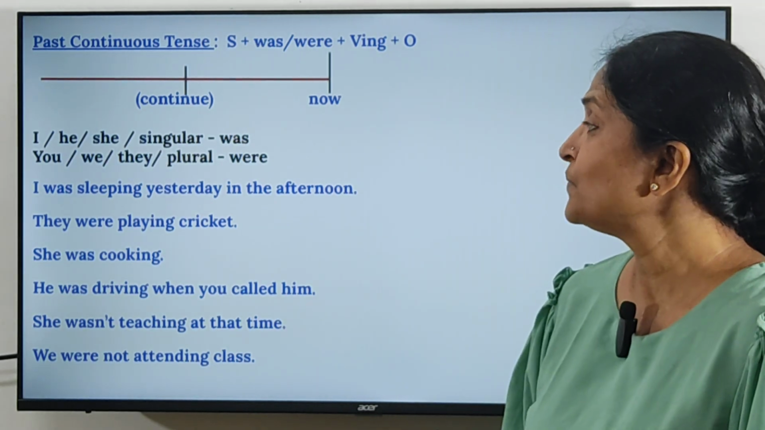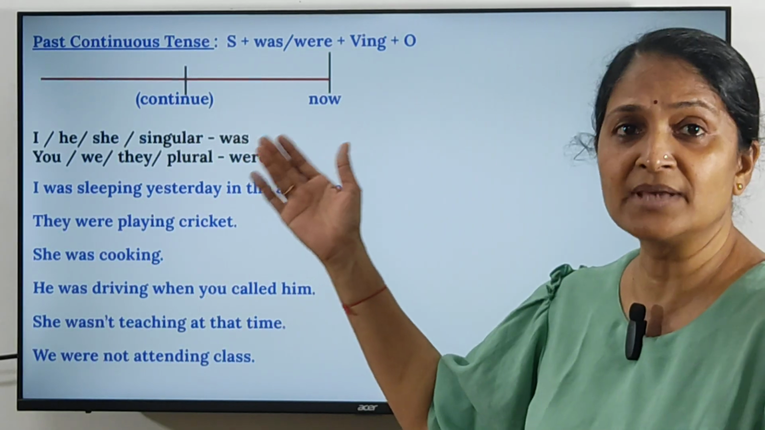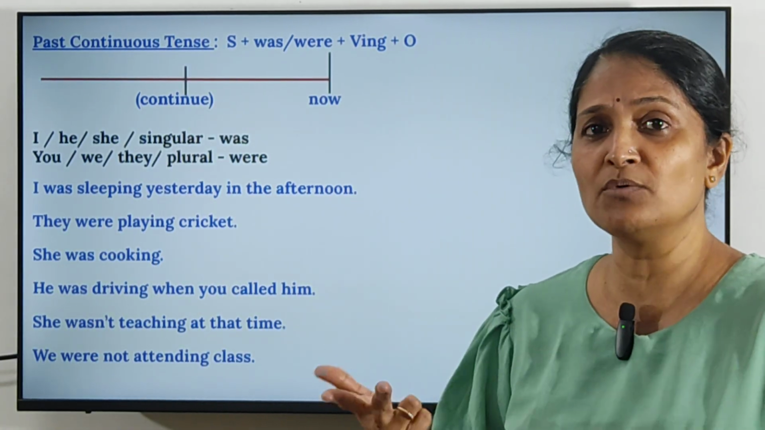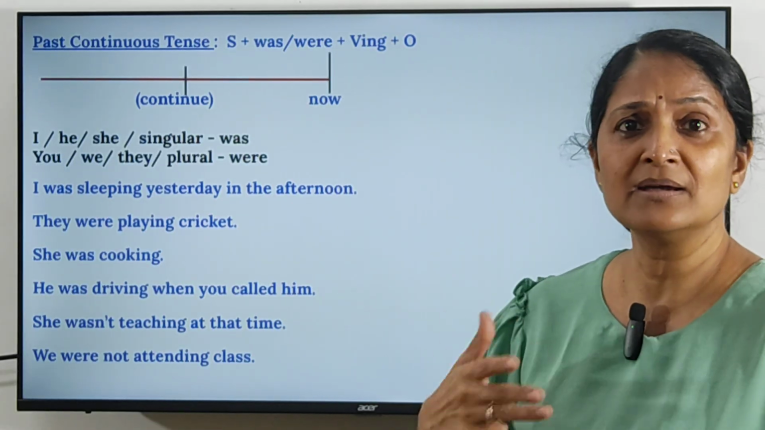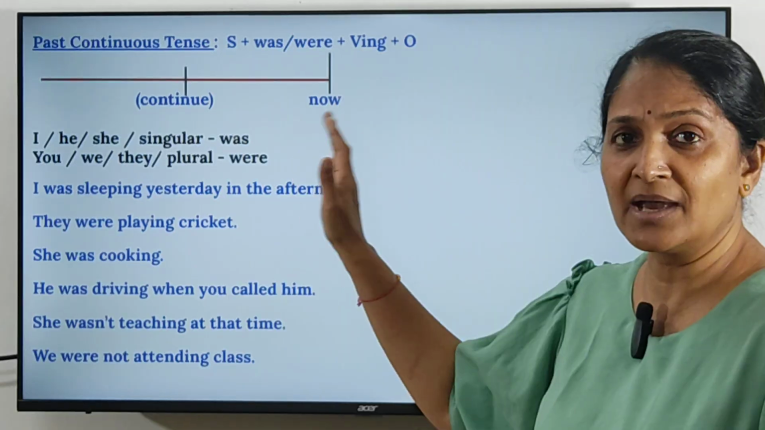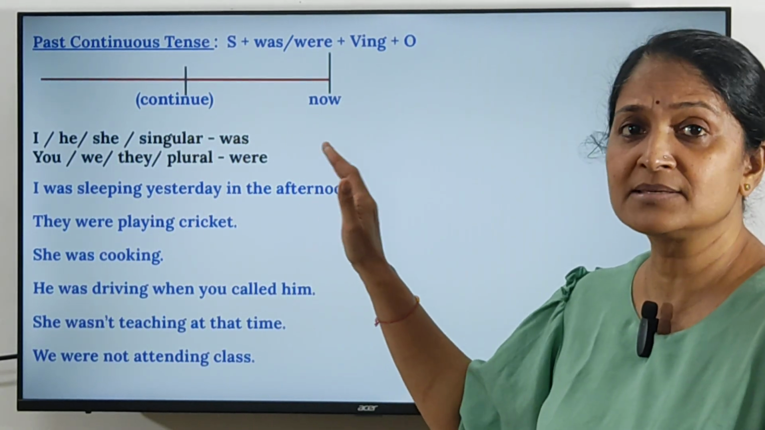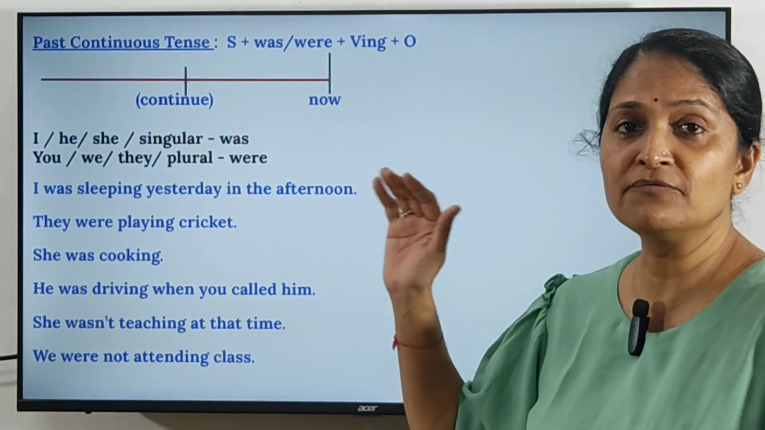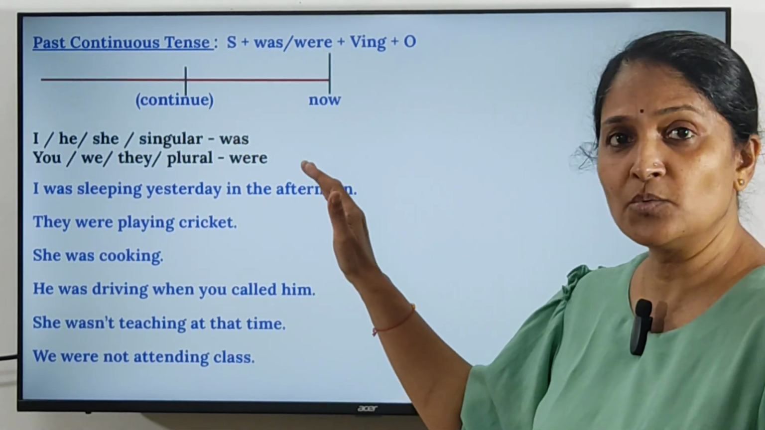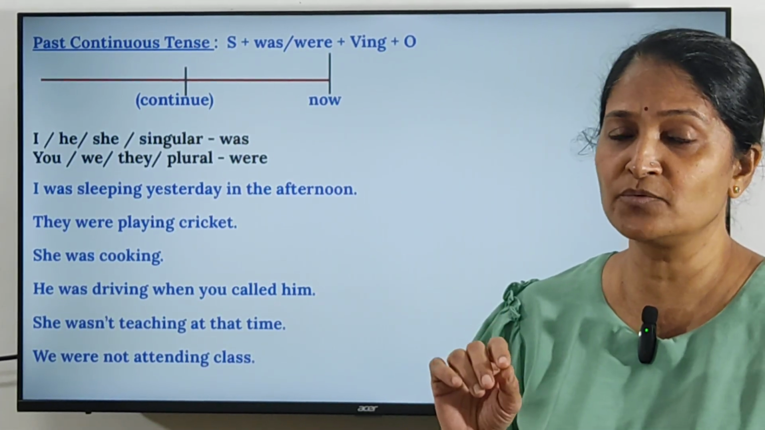Correct? Now you need to understand that if the subject is I, he, she or singular, you use was. So I was going, she was going, he was going, Sita was going, it was flying, right? If the subject is singular, you use was. And when the subject is plural, you, we or they, you use were. So you were, we were, they were, Sita and Geeta were singing. So that is were. This is the structure. Hope you understood well.